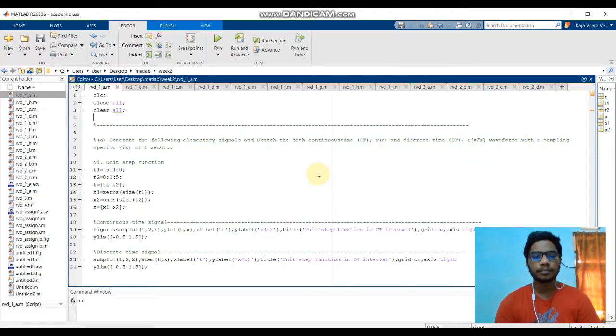Today we will be discussing MATLAB GUI and waveform generation. First, we will discuss waveform generation. In the waveform generation, firstly we will discuss generating elementary signals in continuous and discrete time intervals. The first function is the unit step function.